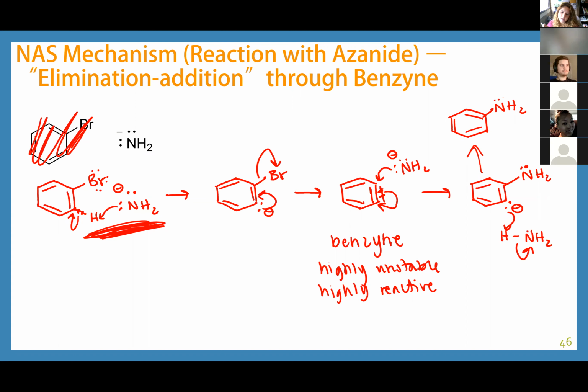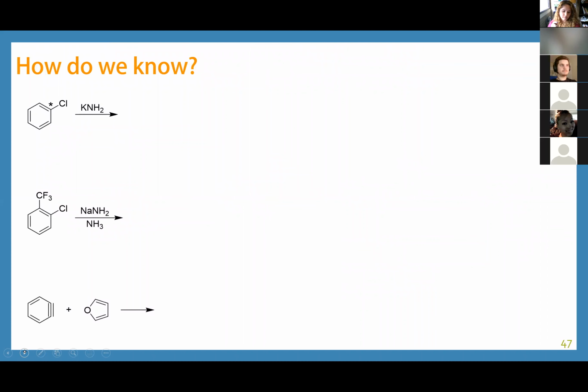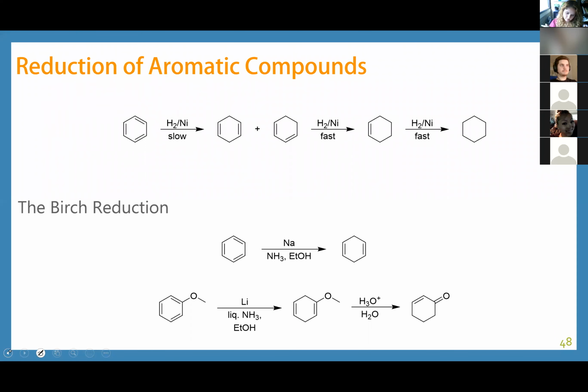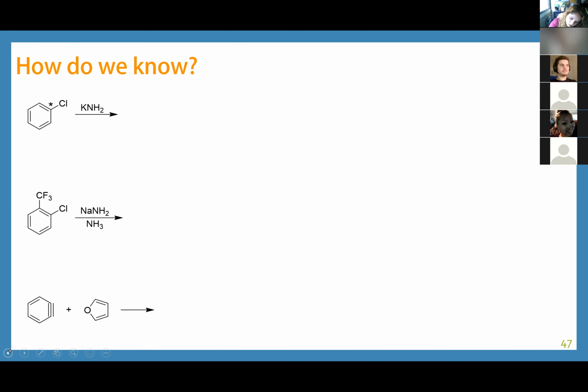So the question here is, how do we know that benzyne is actually formed? Because this looks completely insane, right? This doesn't look like this should be how this goes. But if you do the correct experiments, you can actually prove that benzyne does form. So one of the experiments that was done that proves this, and again, I did the same thing. I used the default benzene and did not correct my double bonds.